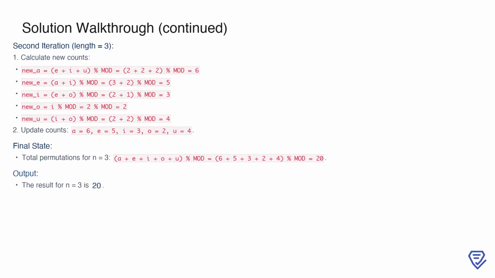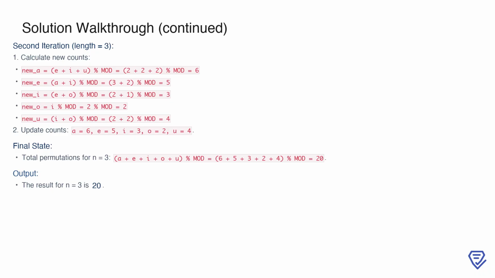For the second iteration, corresponding to strings of length 3, we again apply the rules to calculate the new counts. new_a is the sum of e, i, and u, giving us 6. new_e is the sum of a and i, which equals 5. new_i is the sum of e and o, resulting in 3. new_o is simply i, so it equals 2. new_u is the sum of i and o, which equals 4.